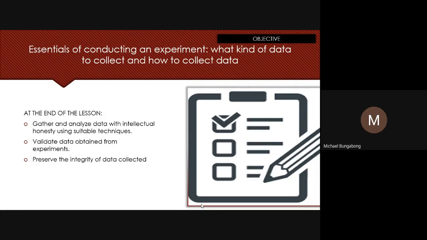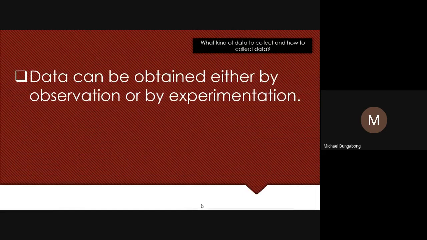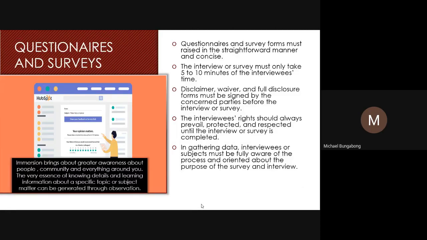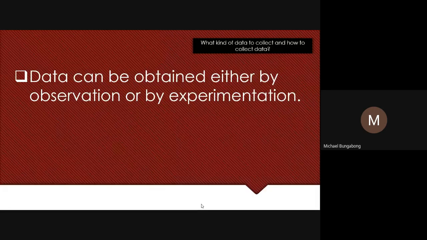We can only achieve that, class, with your participation and cooperation in this lesson. Okay? So, what kind of data to collect and how to collect data? That's the question in there. So, actually, class, data can be obtained either by observation or by experimentation. So the essentials of conducting an experiment, what kind of data to collect and how to collect data. Actually, class, just like what I said, data can be obtained either by observation or by experimentation. What do you mean by that?